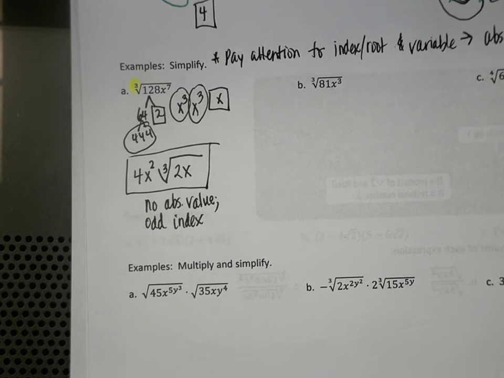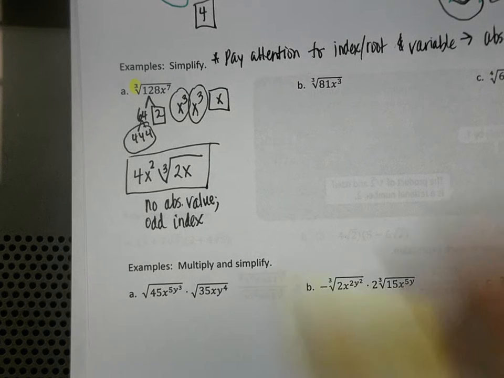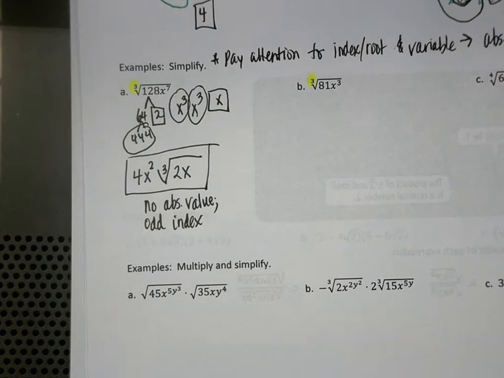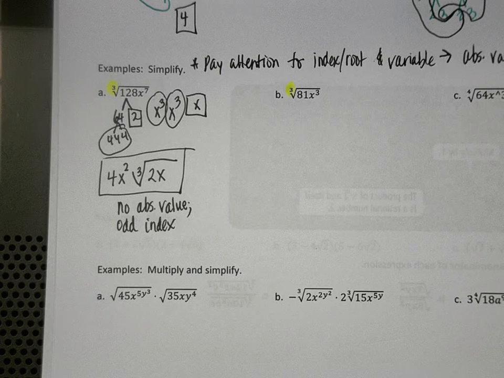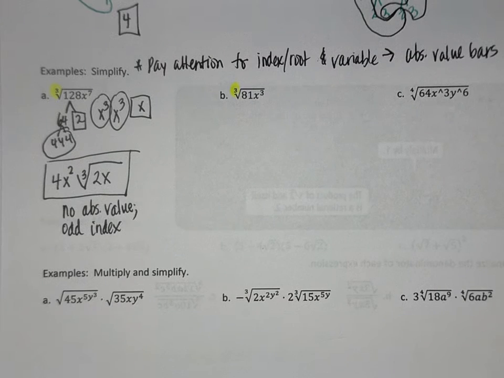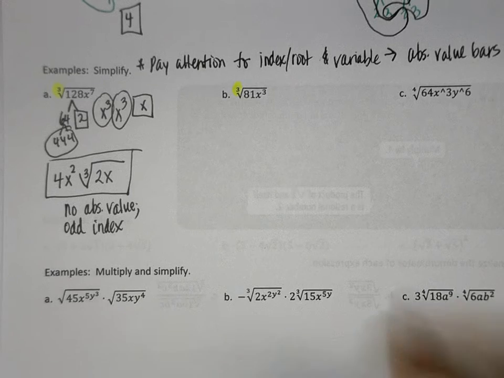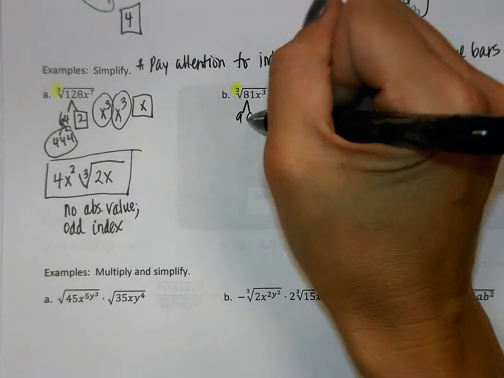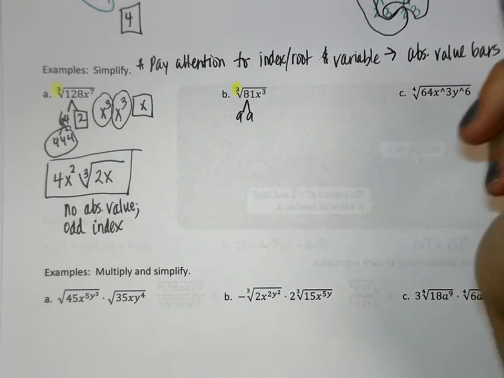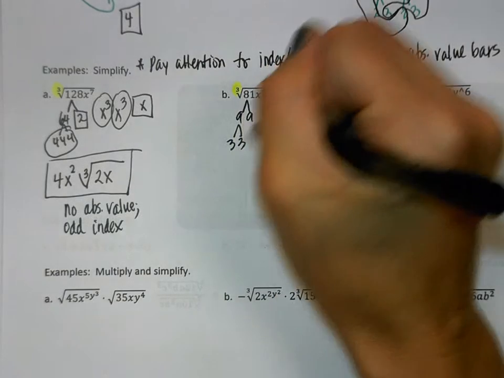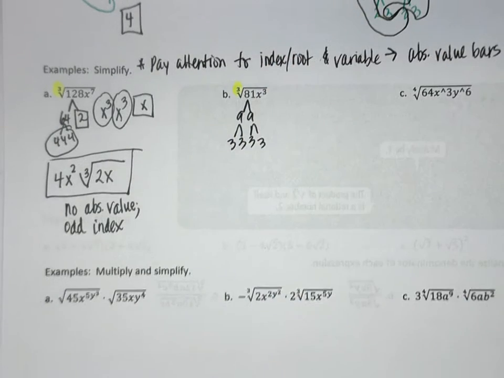Okay, so again, next one. Are we going to have to worry about any absolute value bars? No, because it's an odd index. Okay, so 81, what am I going to break that down to? 9 and 9, and then each 9 is 3 and 3. So I have 4 3s, but I need how many for a group?